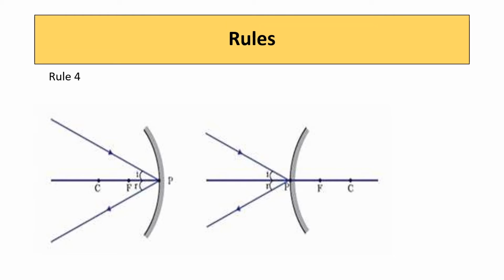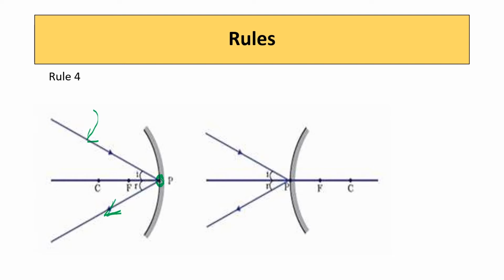If the incident ray is oblique towards the pole, then the reflected ray is also oblique. That is the fourth rule. This is the incident ray. As you can see from the diagram, it is not parallel to the principal axis. It is oblique and it falls at the pole of the mirror. And after striking the mirror, it is reflecting in this way.